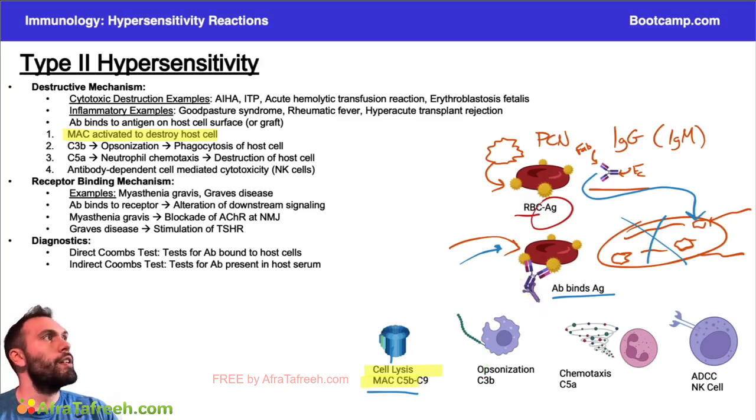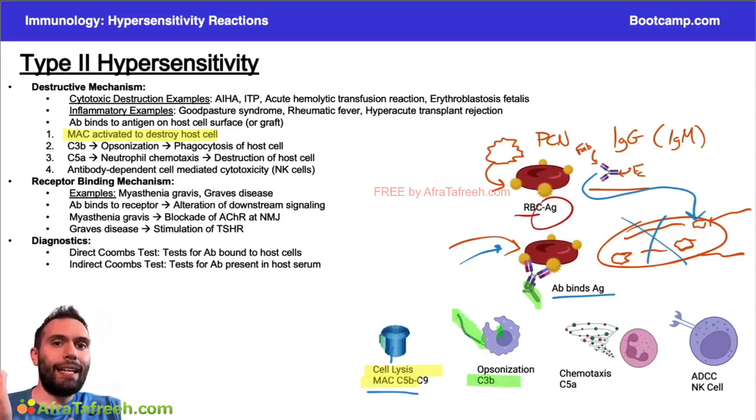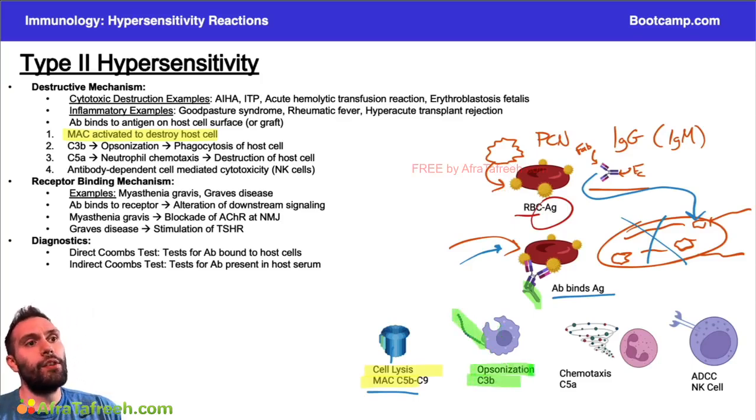So instead of going to the terminal component of this membrane attack complex, I can stimulate C3b specifically. And C3b can then drag in some of these phagocytic cells to essentially opsonize this red blood cell. And the end result is pretty much the same thing, right? We're going to destroy our own host cell that has this antigen bound, only it's a little bit different pathway. It's through C3b. Remember, that's particularly high yield. Remember, C3b associated with opsonization.